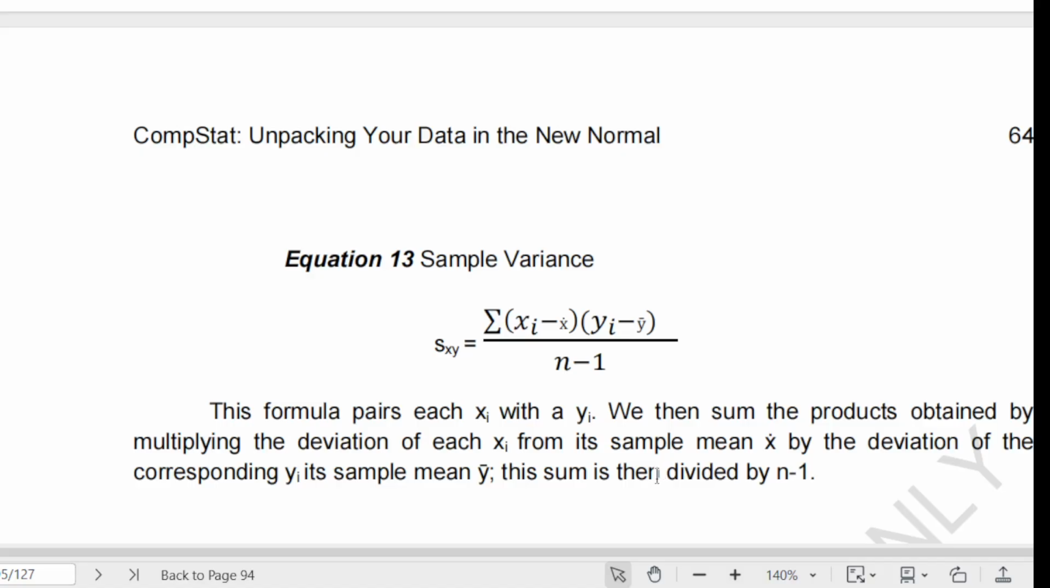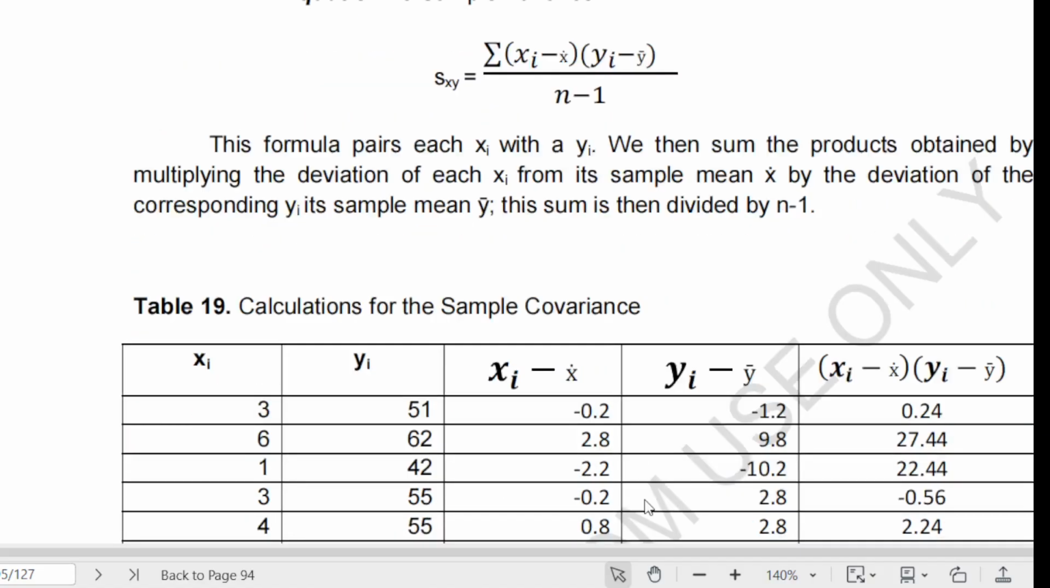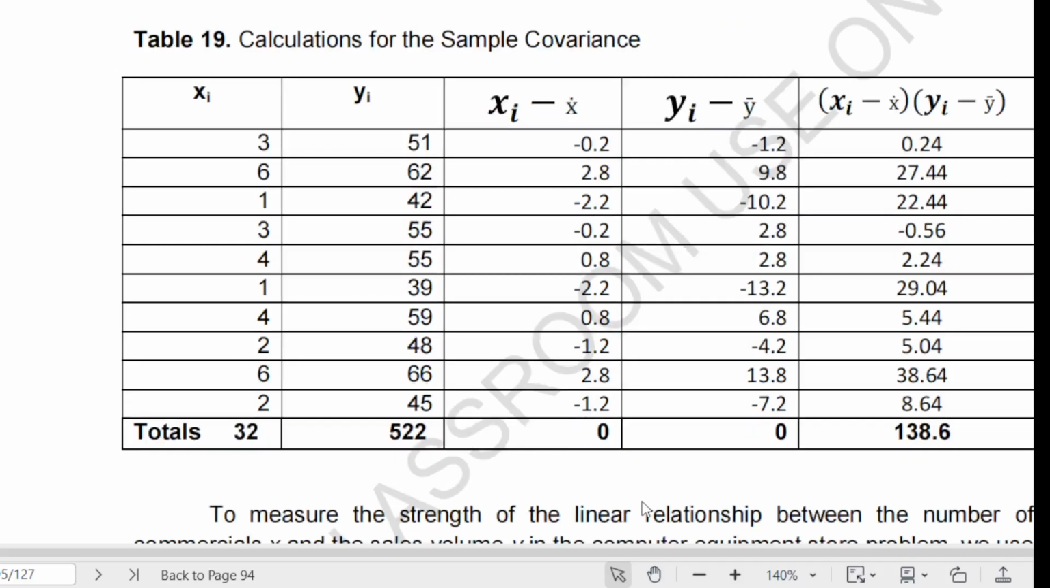This formula pairs each xi with yi. We then sum the products, obtained by multiplying the deviation of each xi from its sample mean x̄ with the deviation of the corresponding yi from its sample mean ȳ. This sum is then divided by n minus 1. So we have our table number 19. As you can see in table 19, you have our x, and we have the totals of all our x and also the totals of all our y.